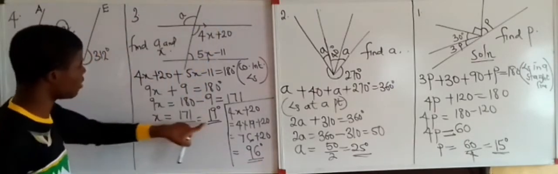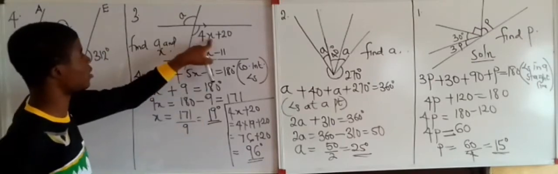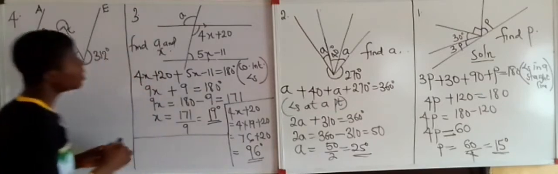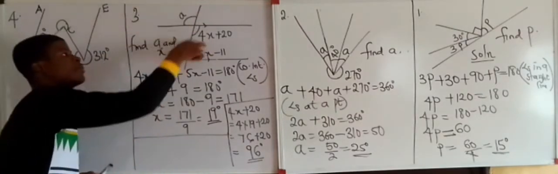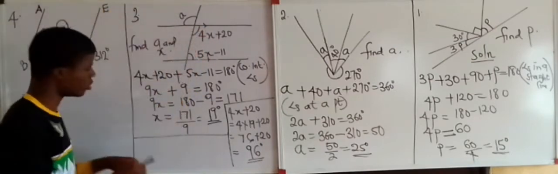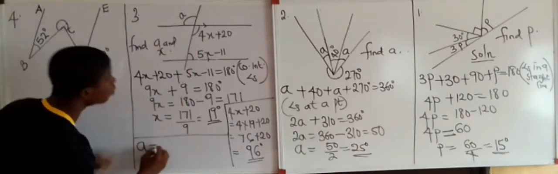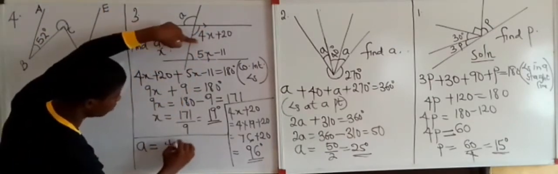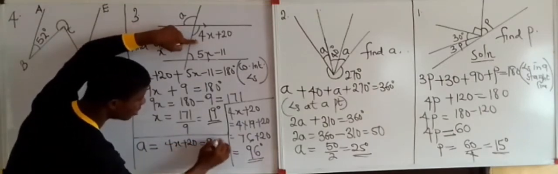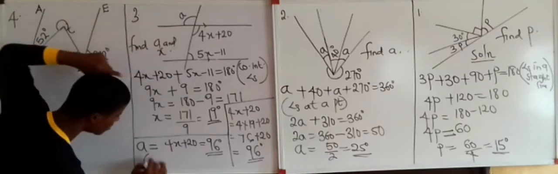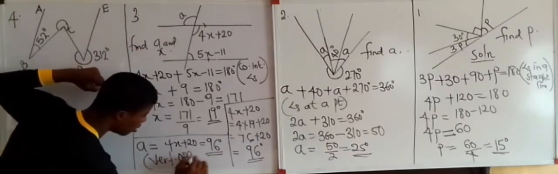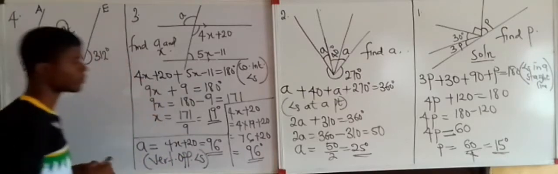Right, so we're looking for the value of x, which is 19, into this expression. Now, observe A. There is a relationship between A and 4x plus 20. That's vertically opposite angles. So A is equal to what? 4x plus 20, which is equal to what? 96 degrees. So A is what? 96 degrees. And the reason is vertically opposite angles.